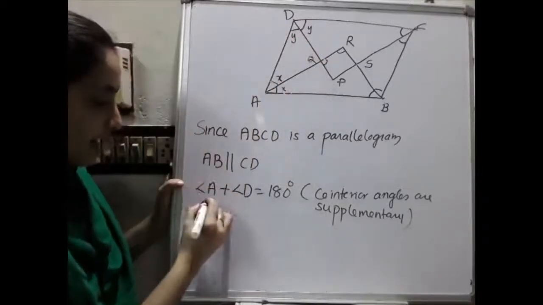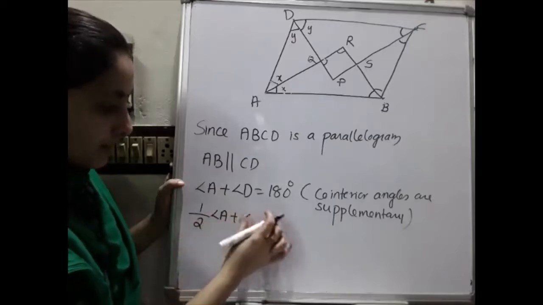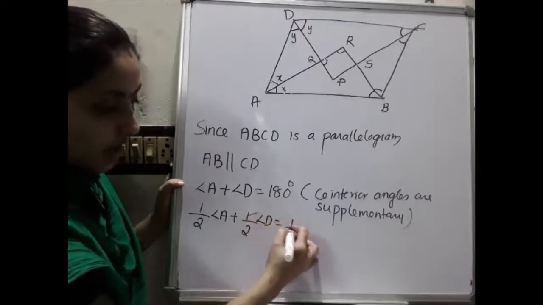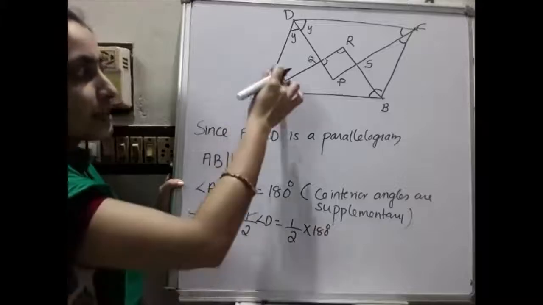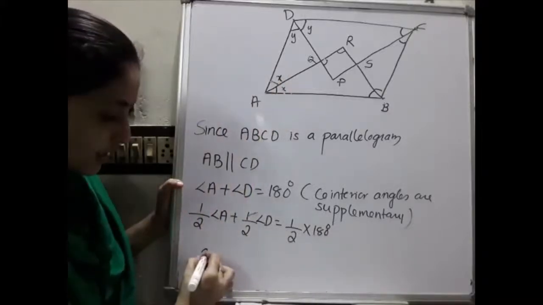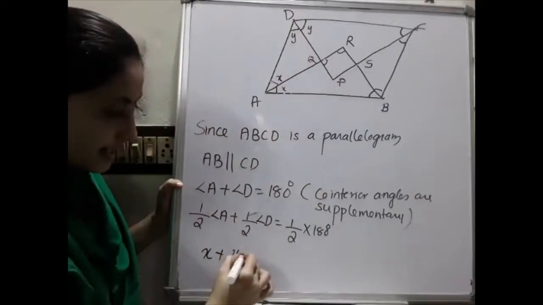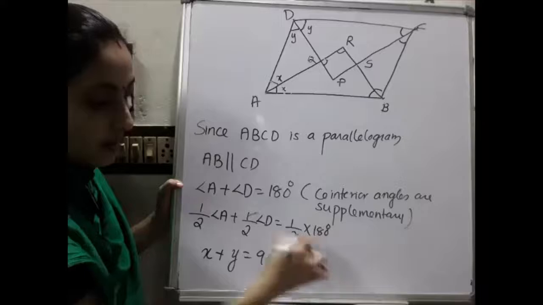So you can write half angle A plus half angle D. Why am I taking half? Because they are equal, is equal to half into 180 degrees. Half angle A means what here? X. So X plus half angle D means Y is equal to 180 by 2, which is 90 degrees. That is equation number 1.